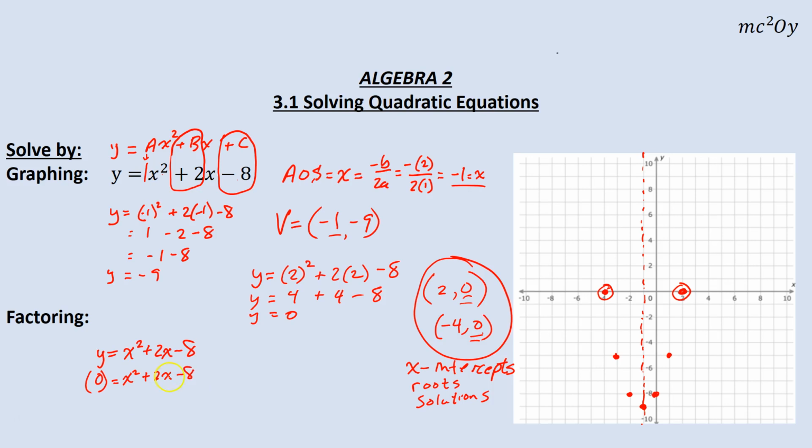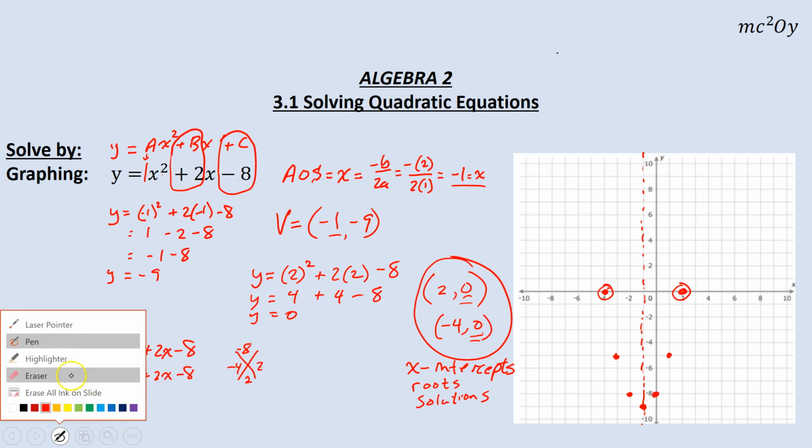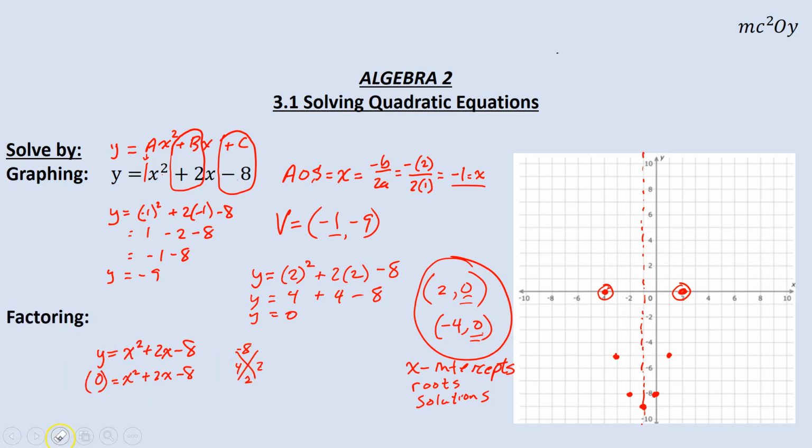If I factor that, I need two things that multiply to make -8 and add to +2. Remember, this is just my way of keeping track of stuff: two things that multiply to make the top and add to the bottom. That would be -4 and +2. Well, that makes -8, but that doesn't add to 2. Let's try to switch that up. How about +4 and -2? That gives me -8, and yep, that adds to 2. So we have x plus 4, x minus 2.